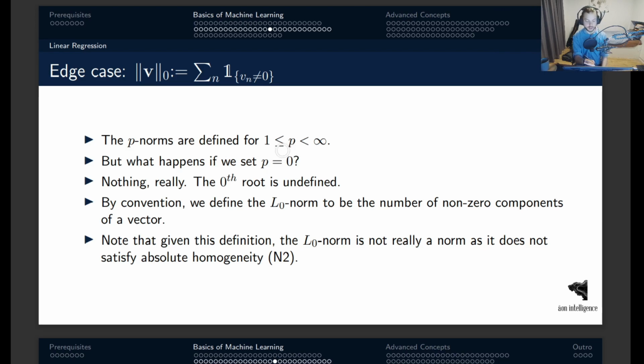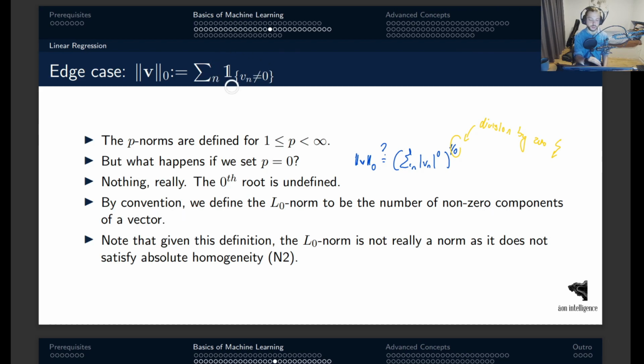Now let's look at another edge case. So recall that the p norms are only defined for p's which are larger or equal than 1. And we can ask ourselves, what happens if we set p equal to 0? And the answer is setting p equal to 0 leads to an undefined expression because we have this division by 0, which is not defined. So what we do instead is we define this L0 norm, this bit here, explicitly to be the number of non-zero components of a vector.